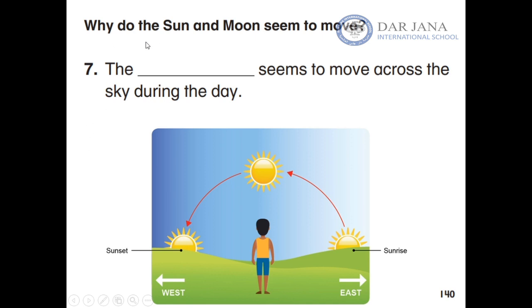Now we're going to talk about why the sun and moon seem to move. 7. The what seems to move across the sky during the day? So during the day when I look at the sky, I will see the what moves across the sky? The sun. So the sun seems to move across the sky during the day.